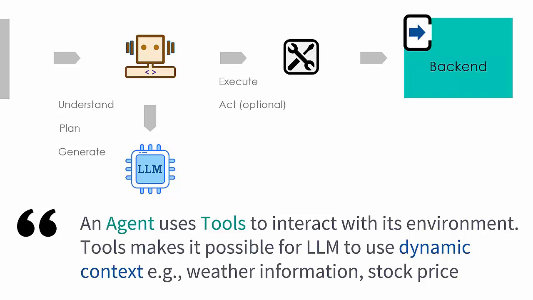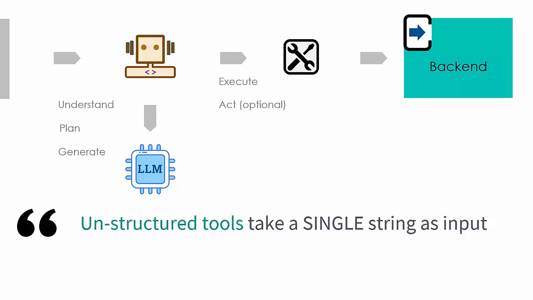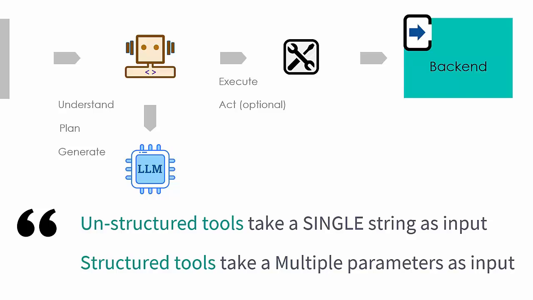Tools contain metadata for the external interfaces. This metadata is what the LLM uses for understanding the tool's use. Some tools can take only a single string as input. These tools are referred to as unstructured tools. Other tools may take multiple input parameters. Such tools are referred to as structured tools.